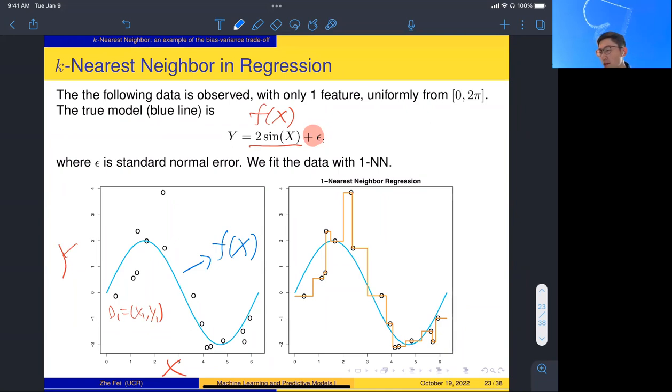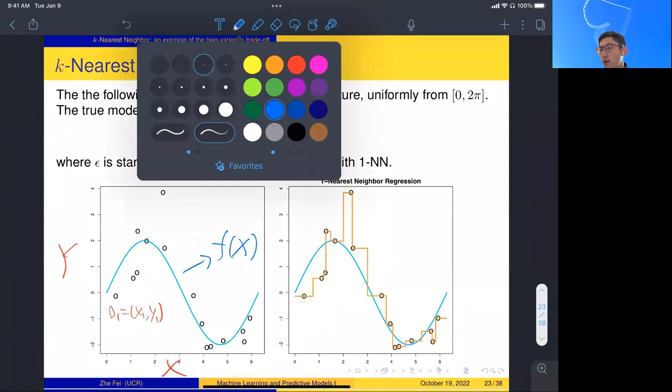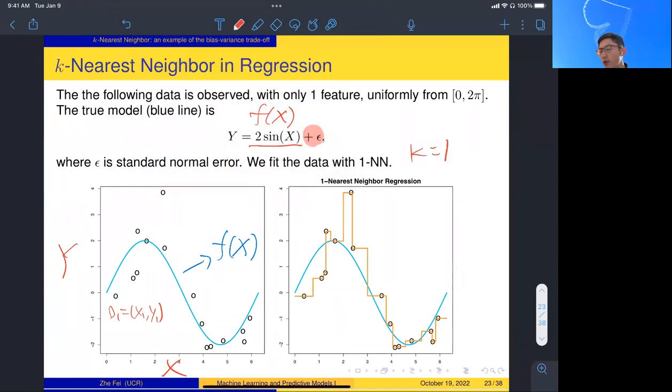Then, we start with this one nearest neighbor. By one nearest neighbor, I mean that k equal to 1. So we are only using a single, closest data point to predict our y, in other words, to estimate our y. And we see this very unsmooth fit. It's essentially like a step function. This orange step function is basically our y hat, or maybe another notation, we could write it as f hat. So this is the f hat function that we fitted based on one nearest neighbor.